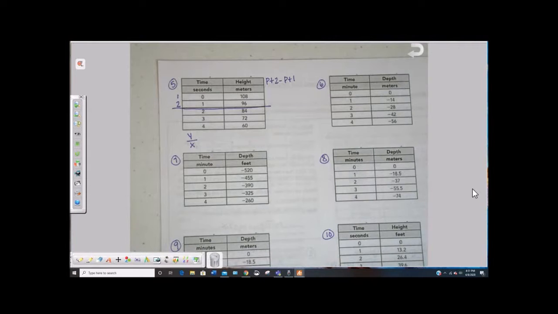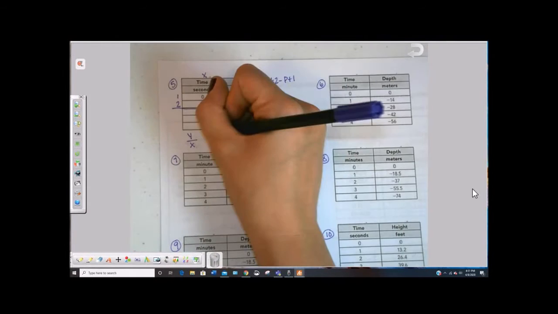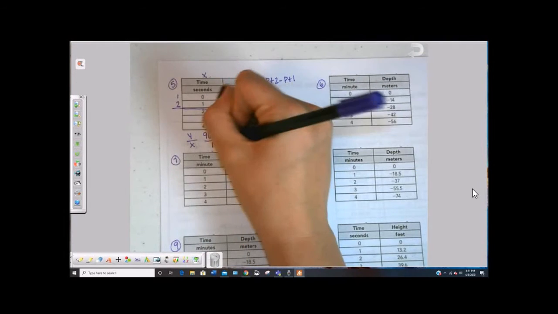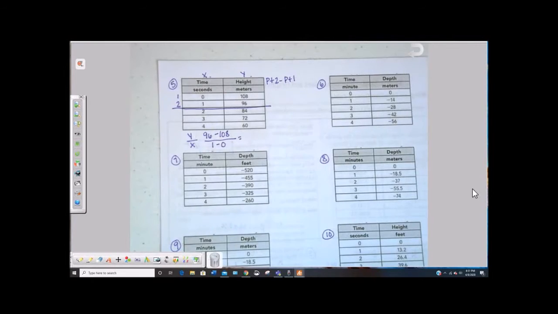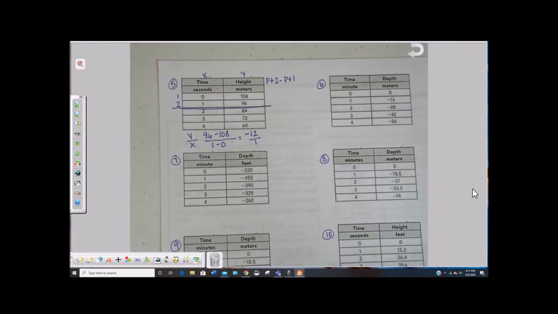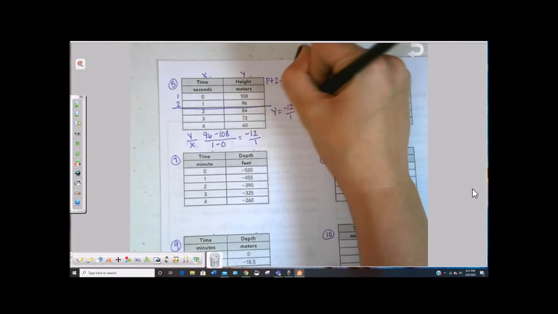So looking at my y's, remember these are x's, these are y's. So looking at our y's, the point 2 is 96 minus 108 over 1 minus 0. And when we do this, we get negative 12 over 1. Now you may be confused because you're like, oh my gosh, that's a negative number. It's okay that it's a negative number. It doesn't have to be a positive number. Constants can also be negative. So this is your constant. So now in order to put that in our equation, we do y equals negative 12 over 1x.